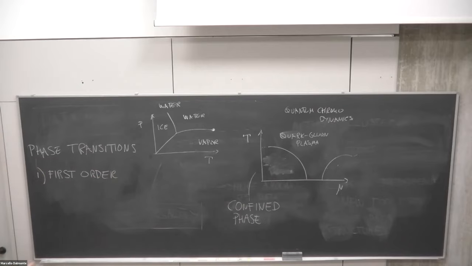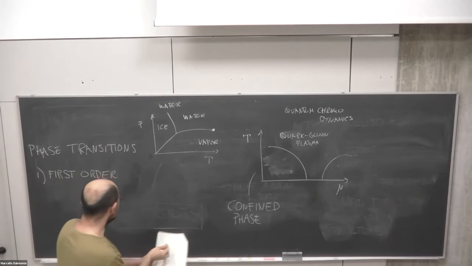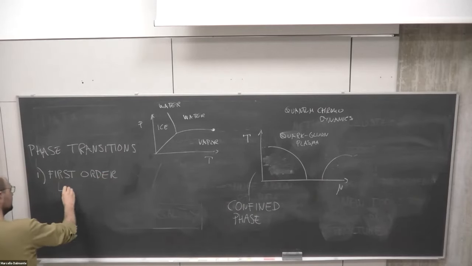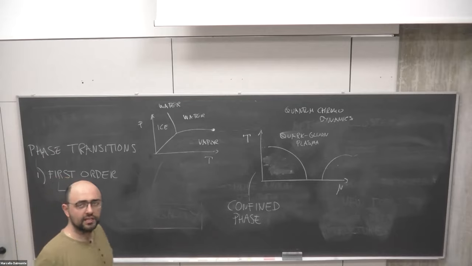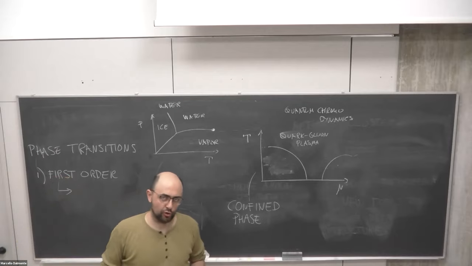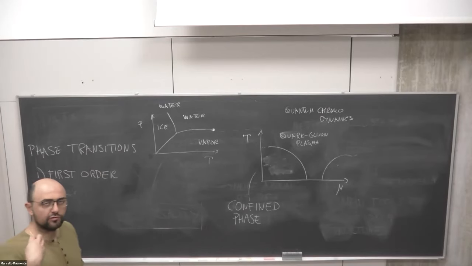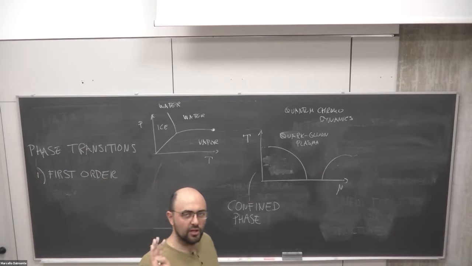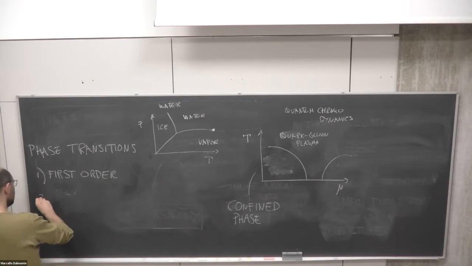In first order transitions, what you have is that typically there is coexistence along these lines. And these are indicated by discontinuities of first derivatives of potentials for order parameters. And these are typically not related to universality. There is a sense of universality also in first order transitions, but we will not be dealing with that. The transitions we are interested in will be second order transitions.